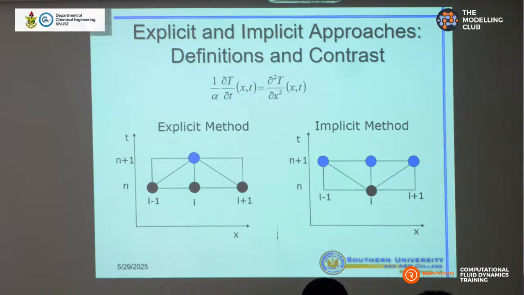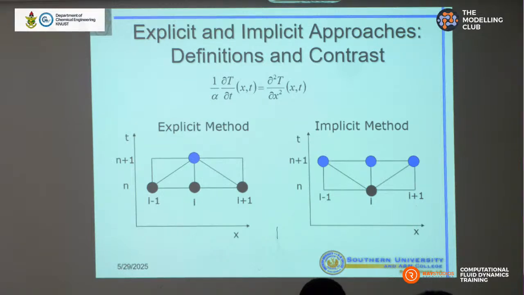Using the explicit formulation basically means that you're going to use the known values at time step n at the nodes i minus 1, i, and i plus 1 to determine this node i here at the next time level n plus 1. Okay, that is the explicit approach.